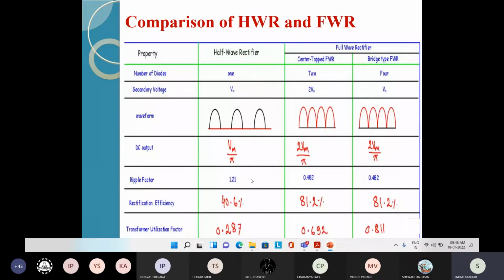Then the ripple factor: for the half wave it is 1.21, the center tap is 0.482, and the bridge wave rectifier is also 0.482. The rectification efficiency, this is most important. The efficiency of the half wave rectifier is 40.6, the center tap is 81.2, and the bridge wave rectifier is also 81.2. Then the transformer utilization factor is 0.287, here 0.692, and for the bridge wave rectifier 0.812. This is a most important question: comparison of half wave rectifier and full wave rectifier, 8 marks.